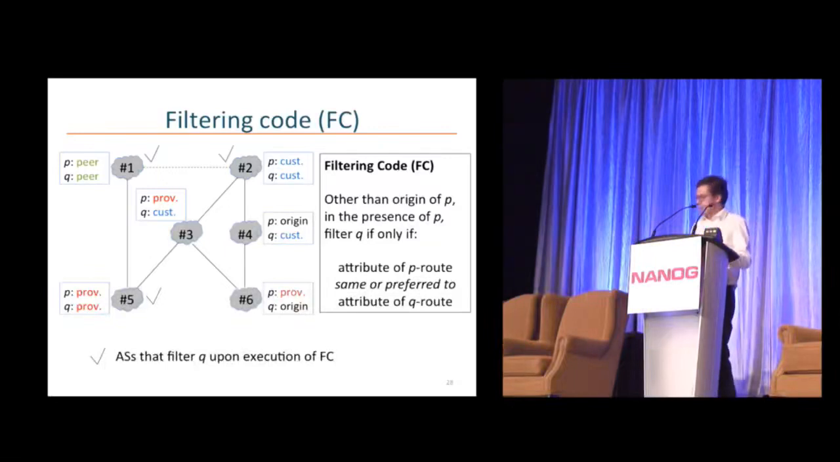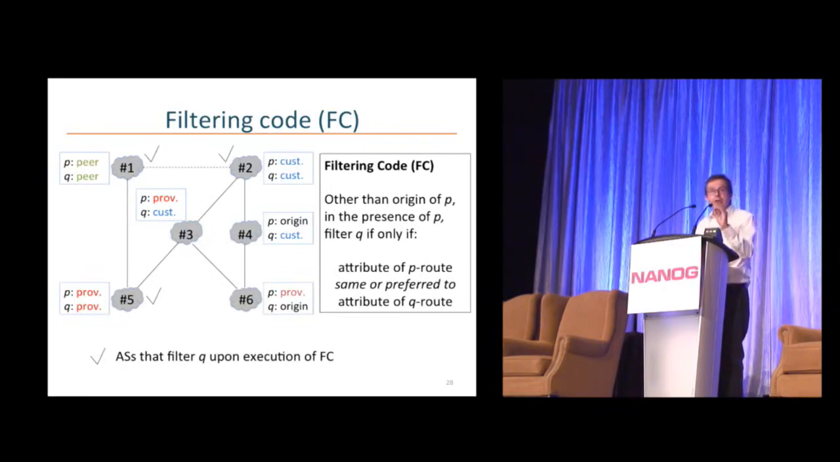Now, the goal of Dragon in this network is to forego Q as widely as possible and rely on the P routes to send traffic. Towards this goal, we'll work with the following code. The origin of P cannot filter. Any other node will filter Q if and only if the attribute of the elected P route is the same or preferred to the attribute of the elected Q route. This is reasonable from the point of view of a single AS. Filtering is good. It saves on the forwarding tables.